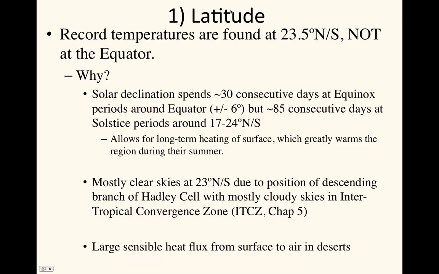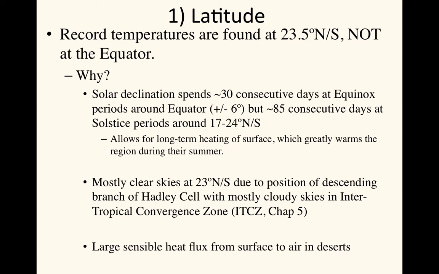Here's a latitude example. Record temperatures are actually found right at 23.5 degrees north. 9 of the top 10 record temperatures are found there, and one of them is at about 23 degrees south in Australia. They're not found at the equator. Why are they found so far north and south and not at the equator?